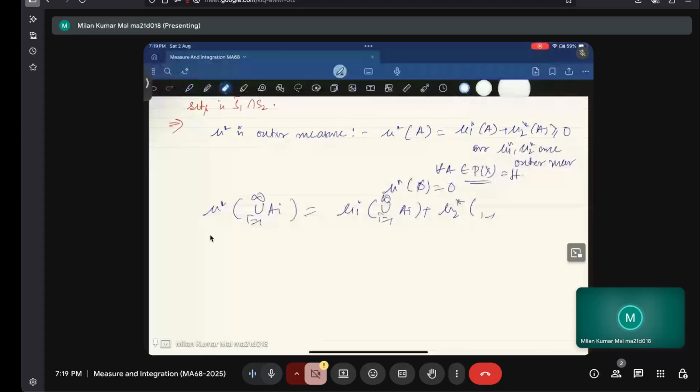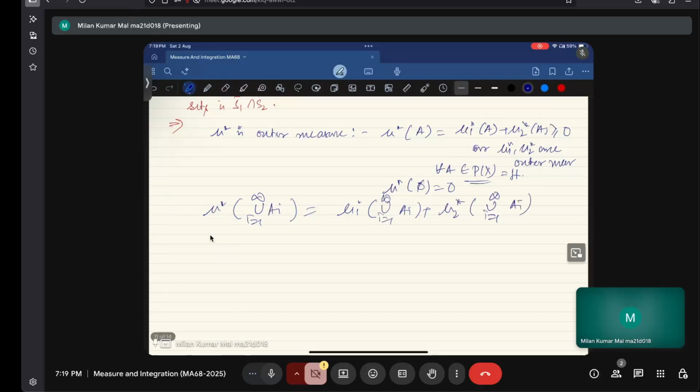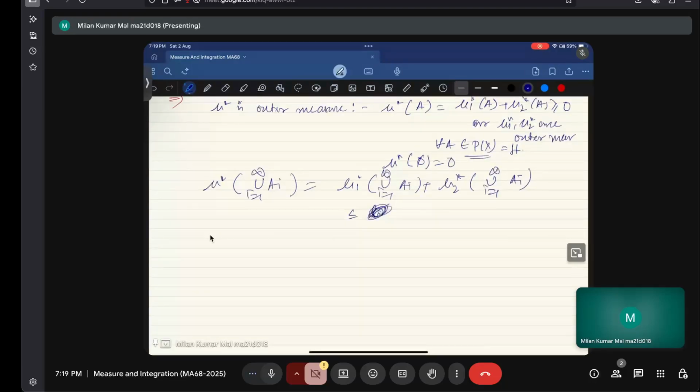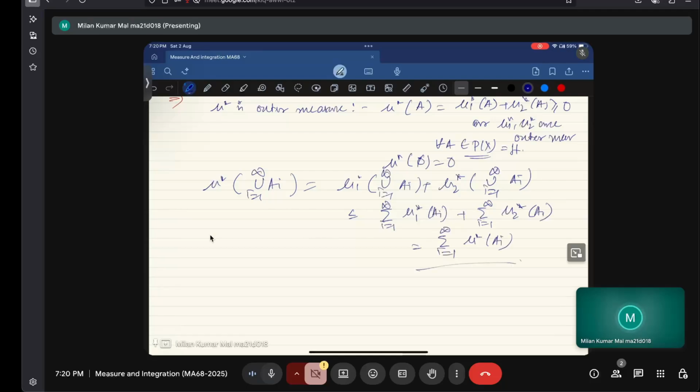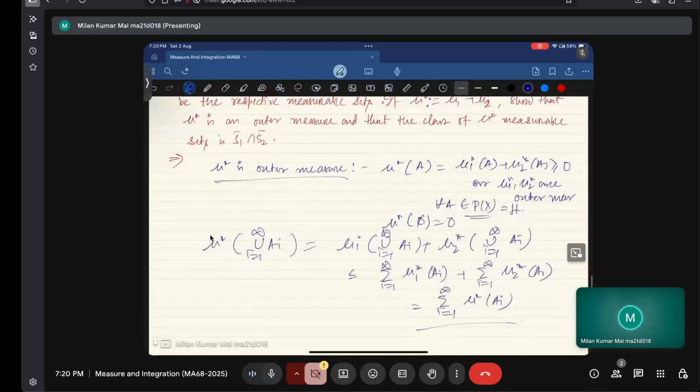So this will be mu star of the union of i equals 1 to infinity A_i, which is less than or equal to the sum of i equals 1 to infinity mu1 star A_i plus the sum of i equals 1 to infinity mu2 star A_i, and that equals the sum of i equals 1 to infinity mu star A_i. So mu star is an outer measure, that is very much clear.